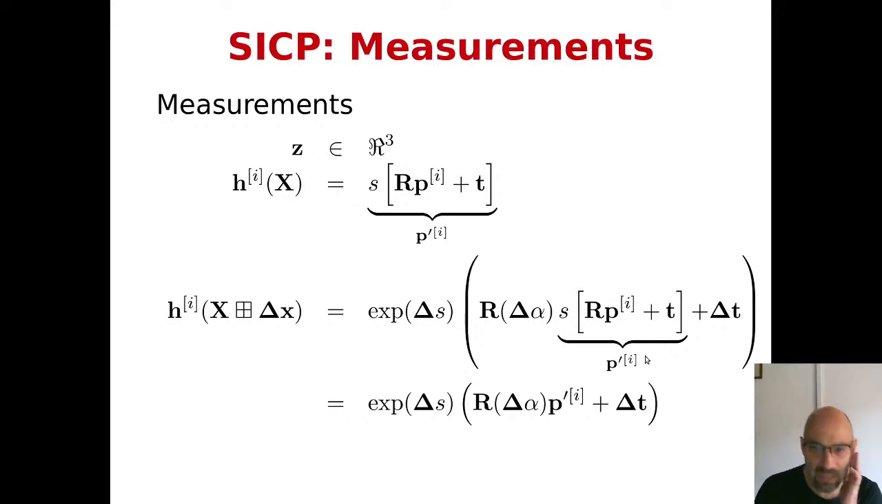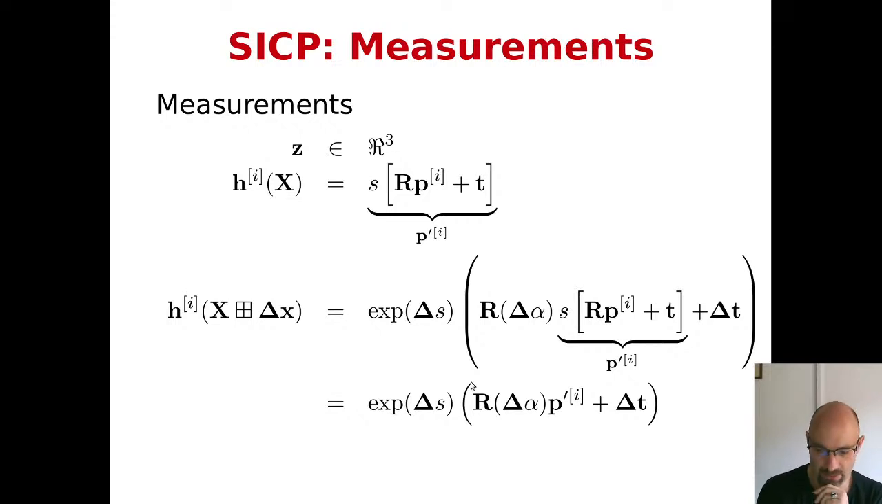And this will finally lead us to this final formulation over here, where p prime with i substitutes this part. This will be in the end our final prediction function for this problem. This is a prediction function for the similarity that calculates the expected points, assuming that I know the rotation, the translation, and the scaling of my system.